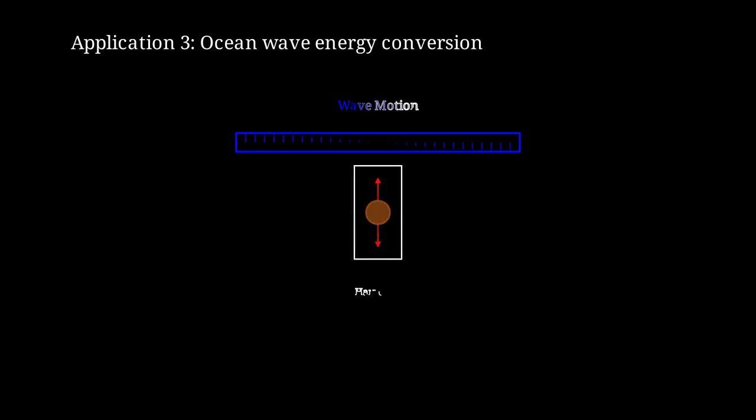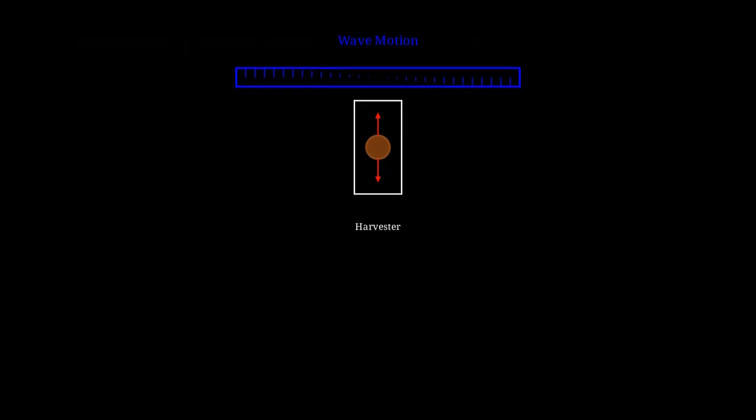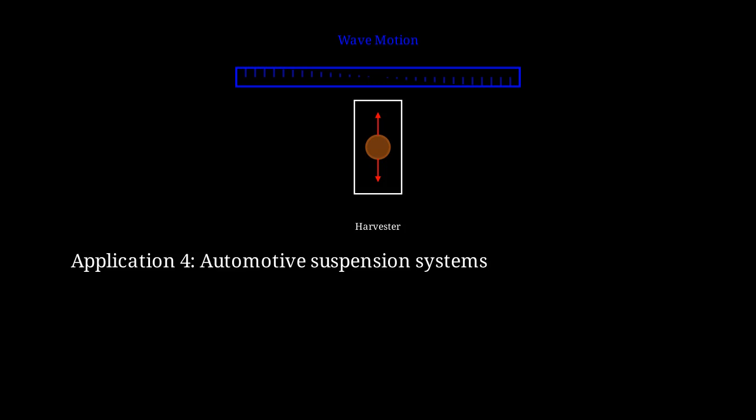This illustration shows a wave energy harvester. As waves oscillate the structure up and down, the ferrofluid droplet moves through coils, generating electrical power continuously. Application 4 is automotive suspension systems, where vehicle vibrations during driving can be harvested to power auxiliary electronics or sensors.